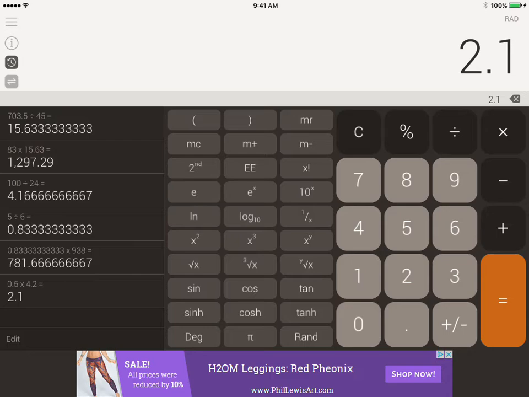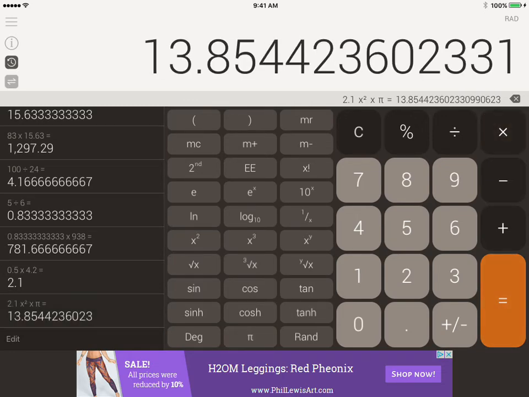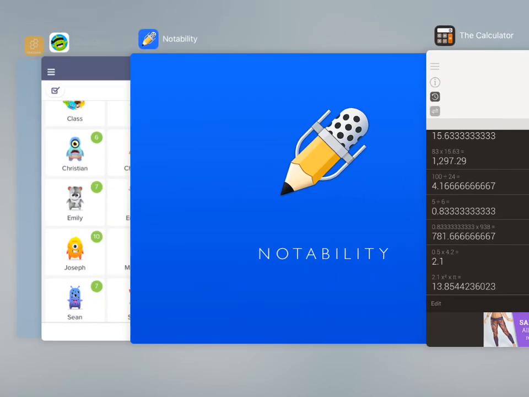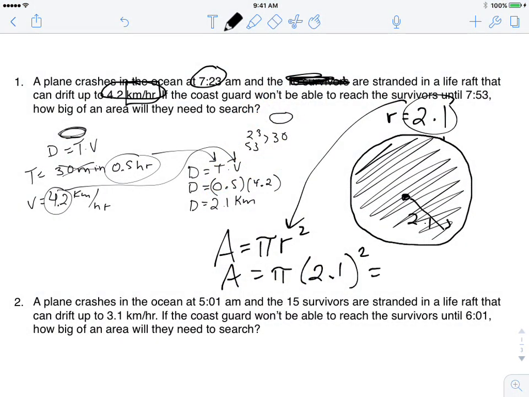Neat. And my squared button is going to be here. And then I'm going to multiply that times, where's my pi? Where are you, pi? There you are, pi. All right, so my answer is this, 13.85. All right, so I know that they're going to have to search 13.85, and here's the cool part. This is square kilometers. That's how much area they'll have to search.